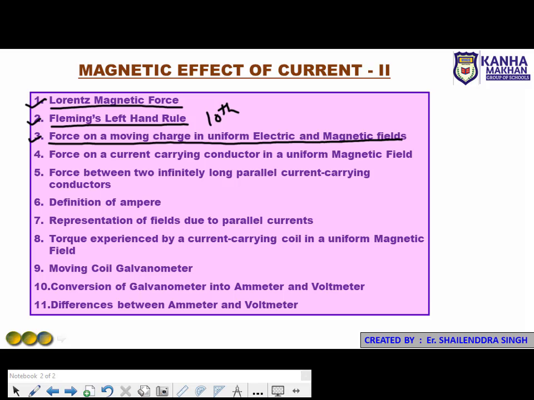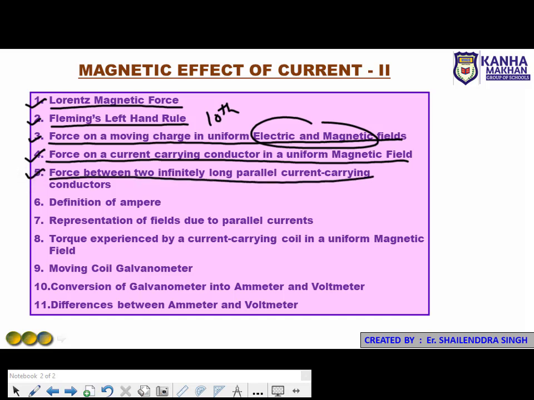If a charged particle is moving in an electric field as well as a magnetic field, what should be the effect on it? And the fourth point is force on a current carrying conductor in a uniform magnetic field. If a current carrying conductor is placed in a uniform magnetic field, how will it behave? And the fifth part is the force between two infinitely long parallel current carrying conductors.